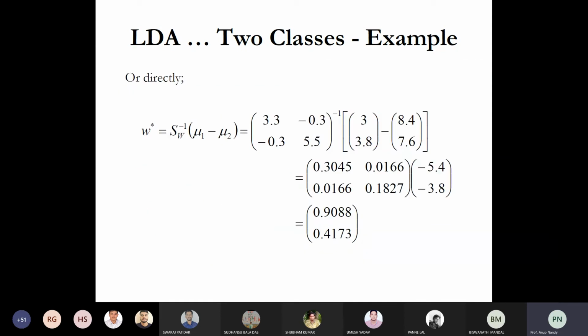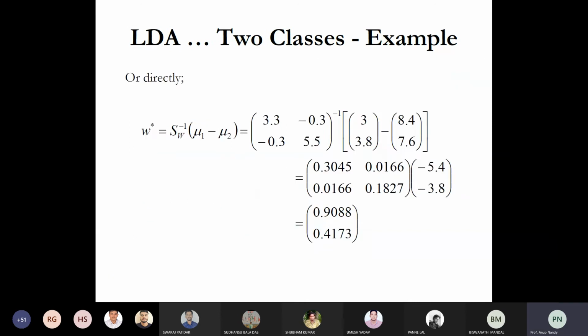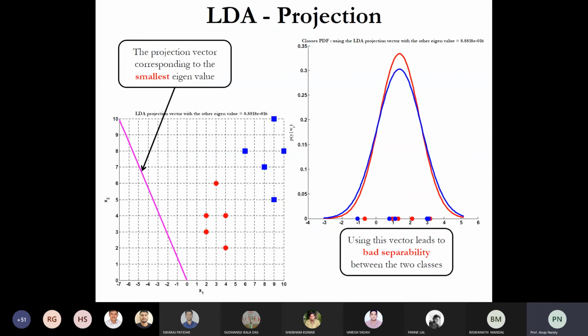It is nothing but W transpose equal to SW inverse times (mu1 minus mu2). So you can also directly apply it, the formula that we have already established in the previous slide. You have already found SW, and you have mu1 and mu2, so you will end up with this. For each value, you will have W2 like this. Okay, so now you have to project it.